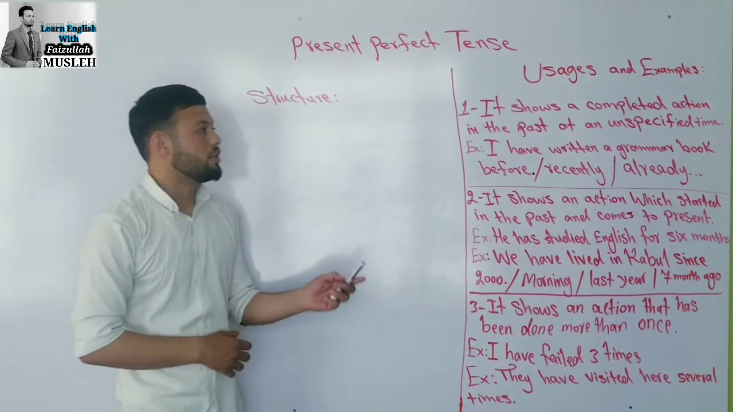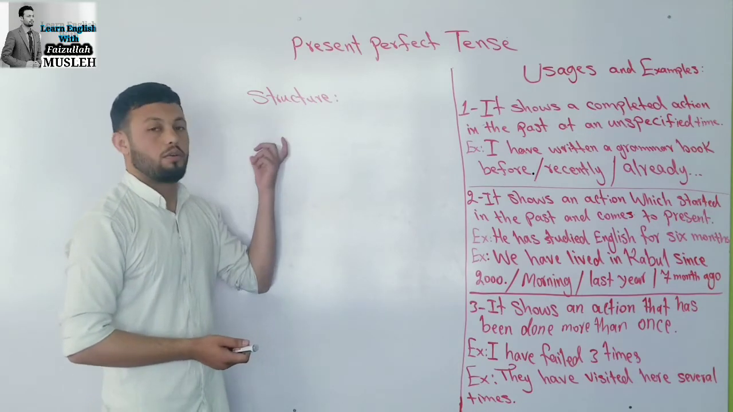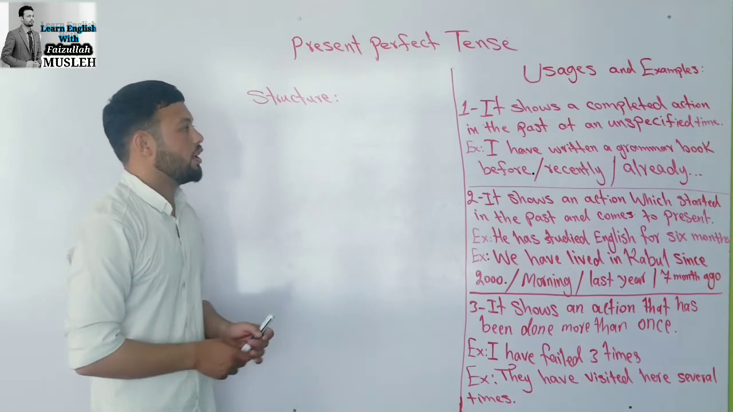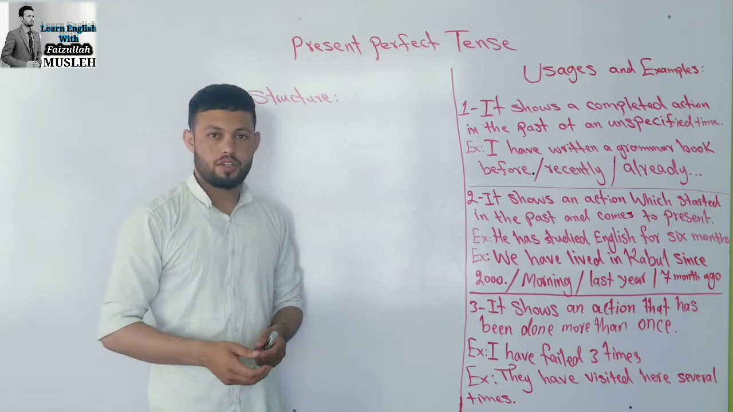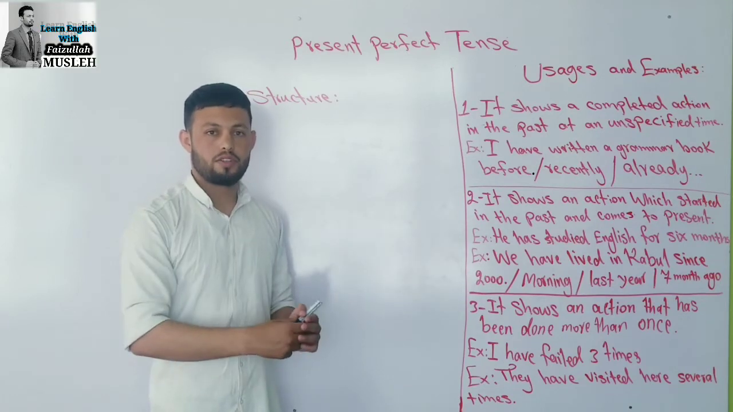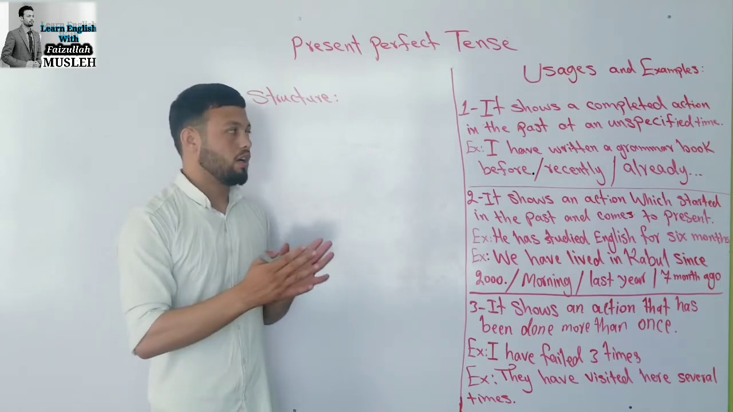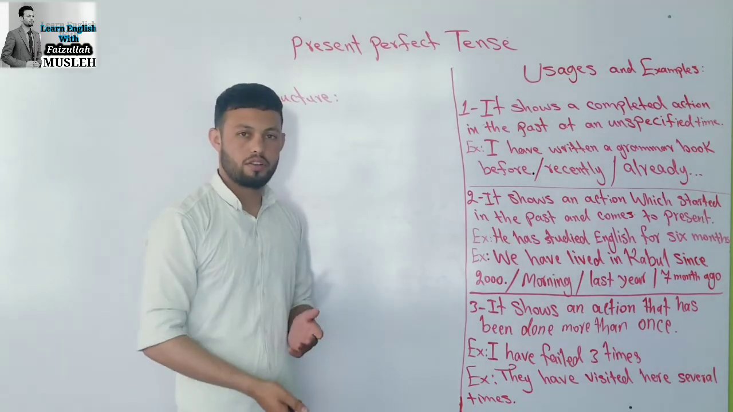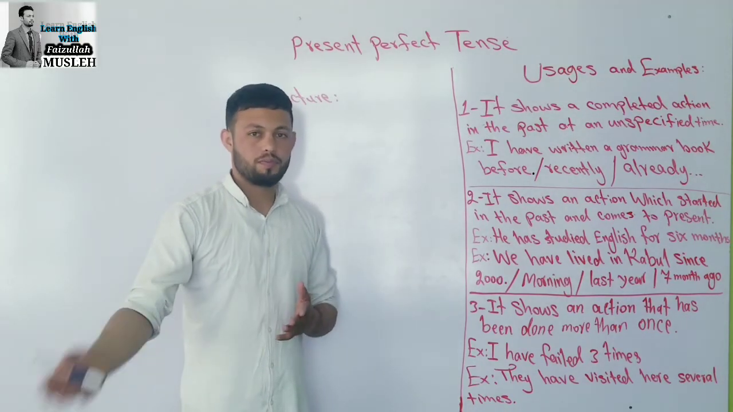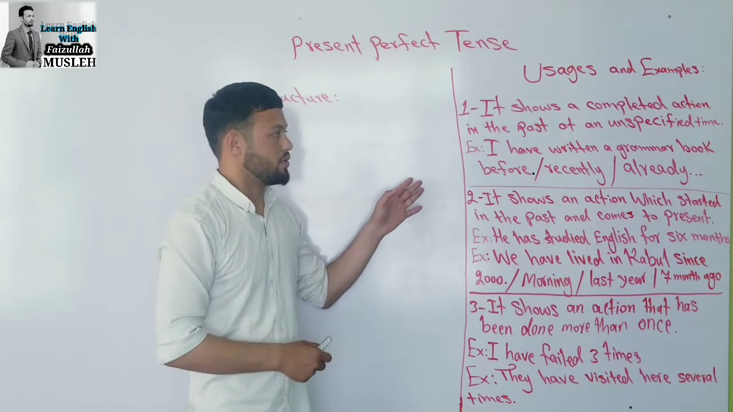Now, let's begin with the usages, and there are examples, but we will make more examples when I draw the structure. Now, the first usage of present perfect tense. This tense shows an action which was completed in the past, but the time was not specific or clear. Like we say, I have written a book, or I have written a grammar book, or I have visited, for example, Kabul. Okay. When the time is not clear, we use present perfect tense.